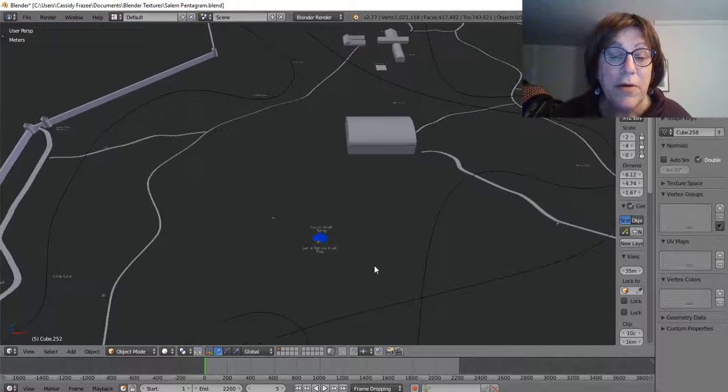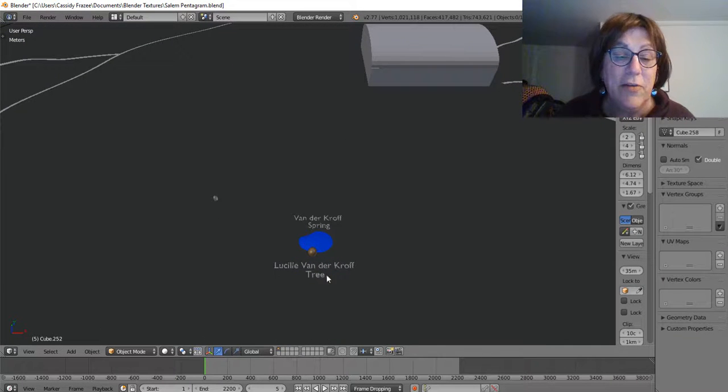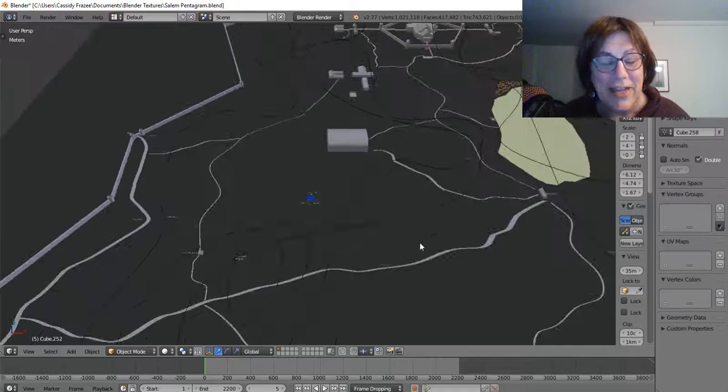Here, as we can see, this is the Vandercroft Spring, and this is Lucille Vandercroft's tree. This was the tree by which her ashes were put. When she died, she was cremated, and her ashes were put here. This was the spring she used to bathe in all the time. And this is the little caisson that, remember Annie brought Carrie out here and they saw the spring and they walked through and they went down into the tunnels, and their little hidey hole is right in this area here. I'll show you that later.